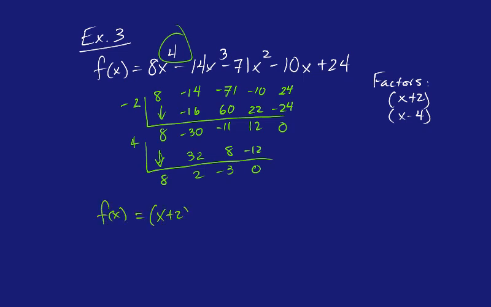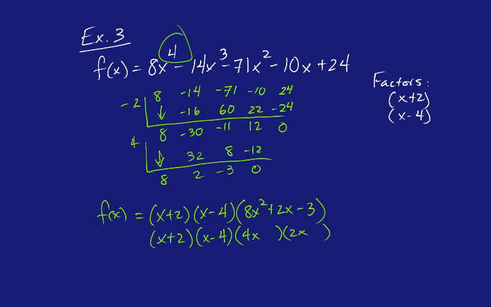And so to rewrite f of x, you would have x plus 2, x minus 4, and 8x squared plus 2x minus 3, to which you can factor it. And so x plus 2, x minus 4, and I believe that's going to be 4x, 2x, and if you kind of do it in your head a little bit, this would be plus 3 and minus 1. And so that's what your function is, factored.